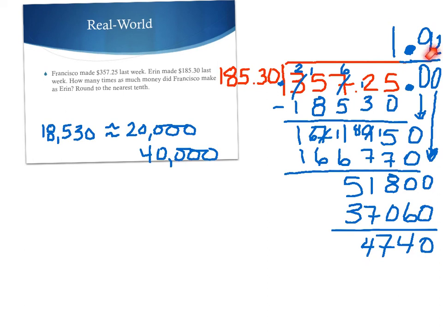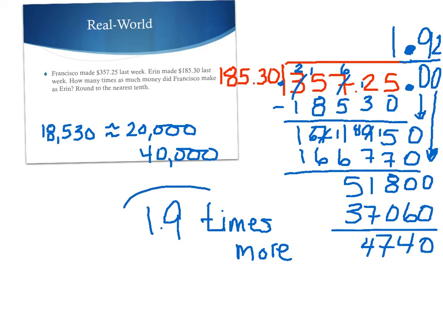And now I can round. The 2, because it's 4 lower, will not change a 9. So now my answer then becomes 1.9 rounded. And then to answer the question, how many times as much money? 1.9 times more, because Francisco made more than Aaron did. So that would be the answer to my question.